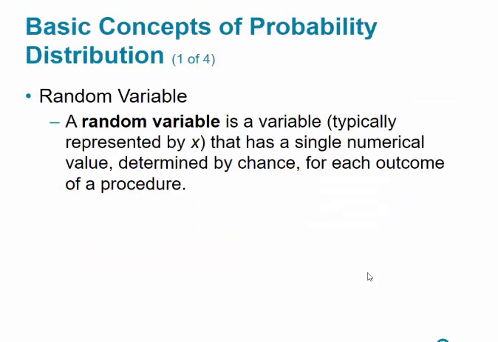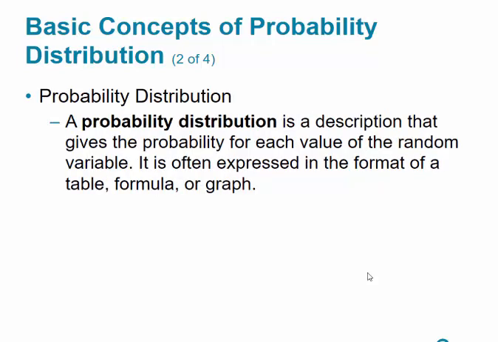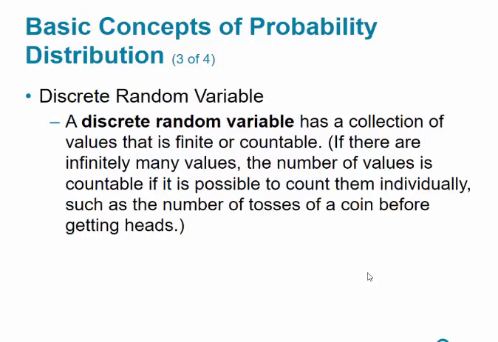The first thing is a random variable is simply a variable, typically represented by x, that has a single numerical value determined by chance for each outcome of a procedure. And a probability distribution is a description that gives the probability of each value of the random variable. It's often expressed in the format of a table, a formula, or a graph.